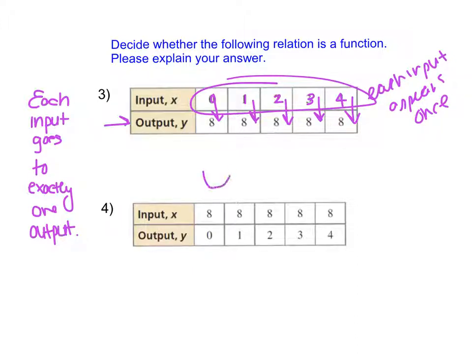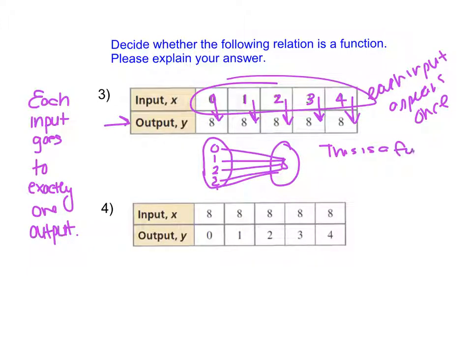If we were to create a mapping diagram of this, we'd have 0, 1, 2, 3, and 4, and they would all have a single line going to 8. That would be okay. So we say this is a function because each input goes to one output.